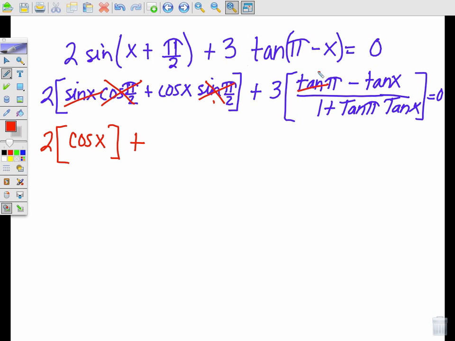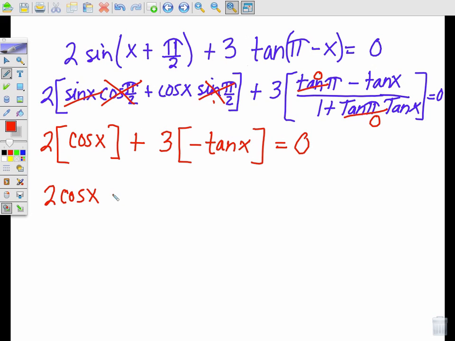Plus, and let's see, tangent of pi is also 0, so that's going to be 0. I basically am left with 3 times a negative tangent of x equals 0. I'm ready to solve. I'm going to go 2 cosine of x minus 3 tangent of x equals 0.